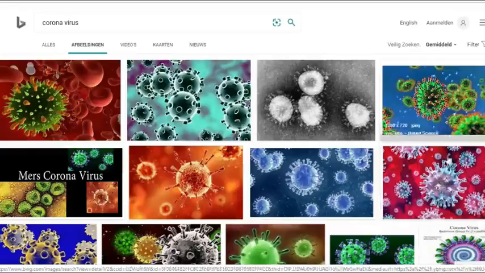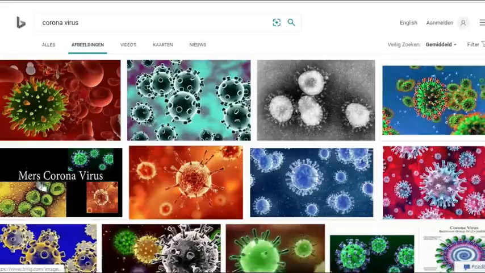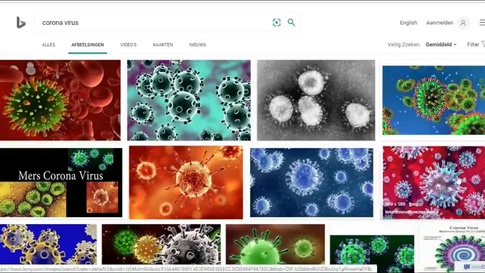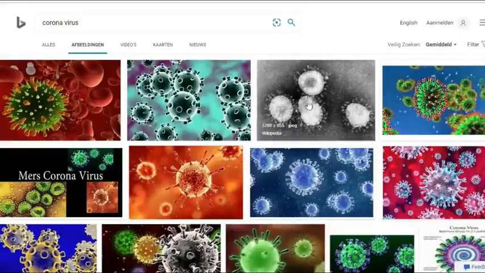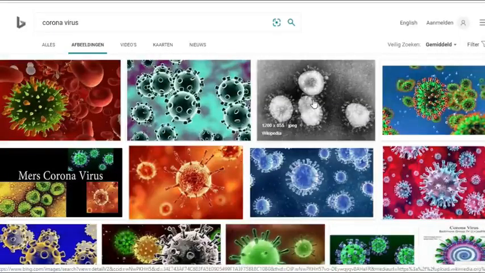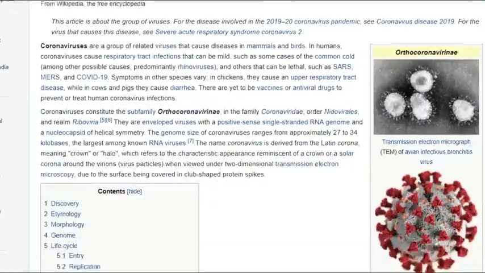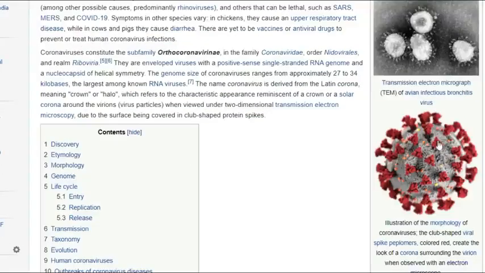So these are not microscope images. Maybe these, but the rest looks like drawings. Computer generated images. So this must be the one. Wiki coronavirus. Yeah, this one is total crap. So what is this?